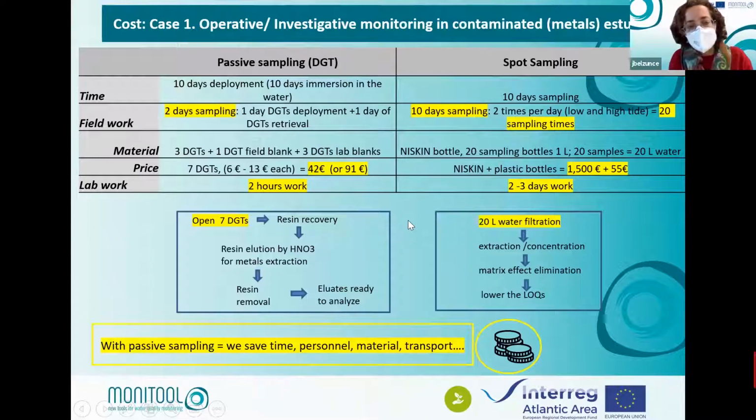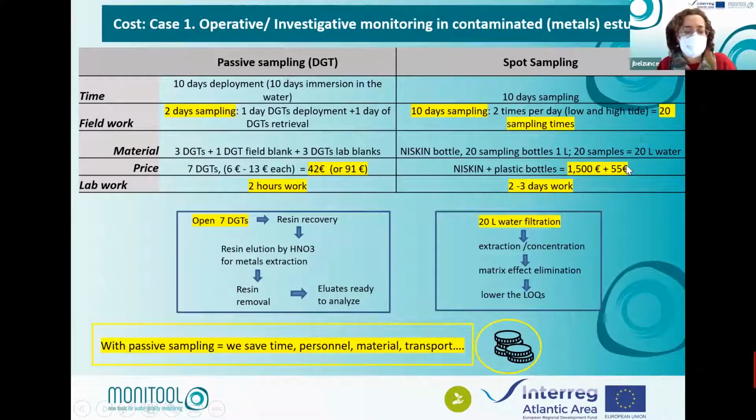Price. The price of the DGTs we need is from 6 euros or less to 13 euros, depending on the demand for DGTs and the number of DGT users. So the price can range from 42 euros to 91 euros. In the case of the spot sampling, we need the Niskin bottle that normally in a marine lab you have already bought, that costs around 1,500 euros, plus the plastic bottles are around 55 euros.